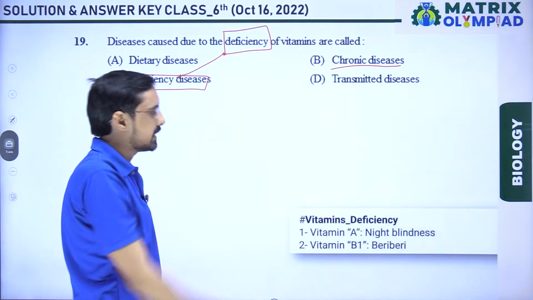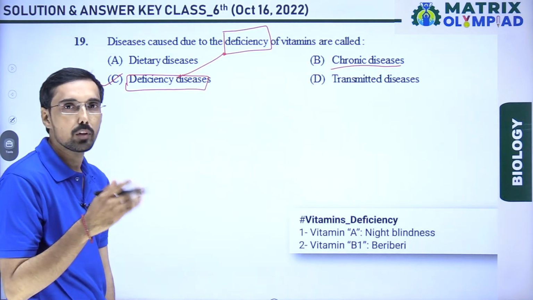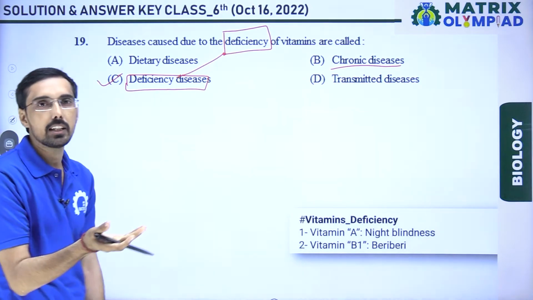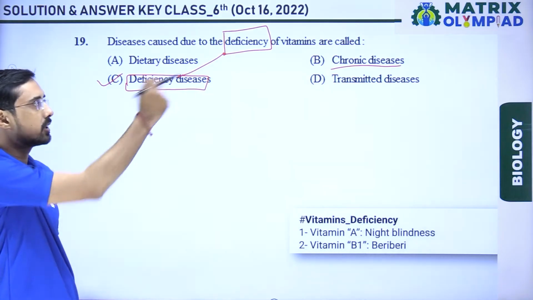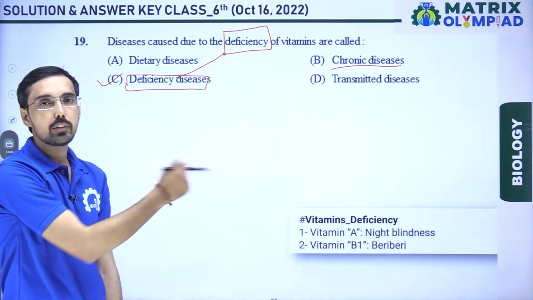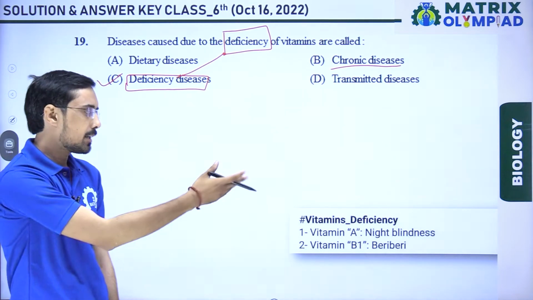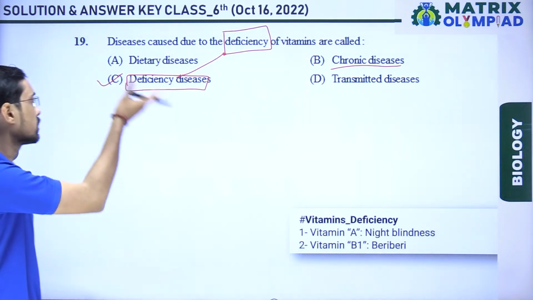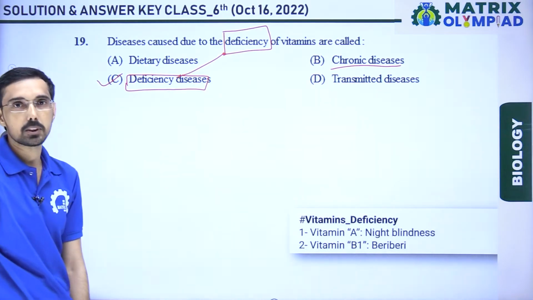Last is transmitted disease. Transmitted diseases are those diseases which are transmitted from one person to other person through any carrier. It may be bacteria, it may be virus, it may be any insect which can transmit from one person to other person. As we can see, vitamin deficiency. First is given is vitamin A. Vitamin A causes night blindness. Second is vitamin B, which causes beriberi. So the most appropriate answer for our question is deficiency disease, C option.